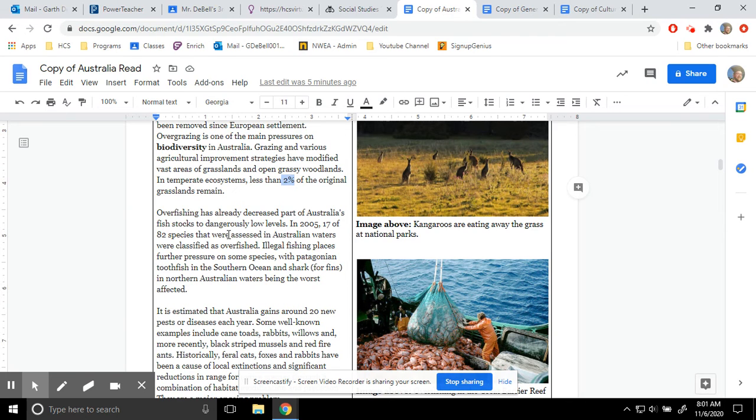Overfishing has already decreased part of Australia's fish stocks to dangerously low levels. In 2005, 17 of 82 species that were assessed in Australian waters were classified as overfished. Illegal fishing places further pressure on some species, with Patagonian toothfish in the Southern Ocean and shark for their fins in Northern Australia waters being the worst affected.